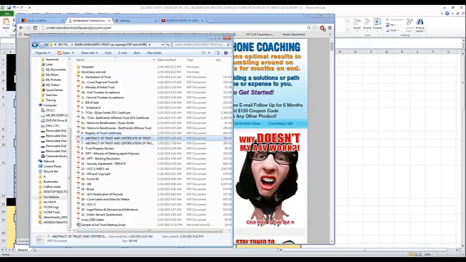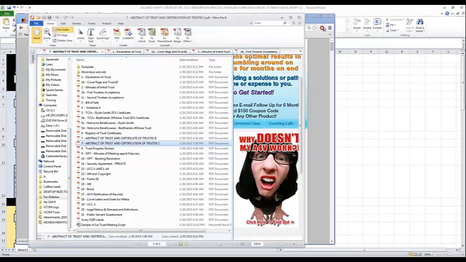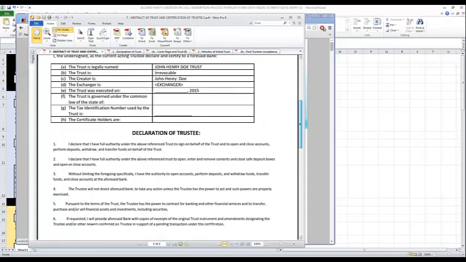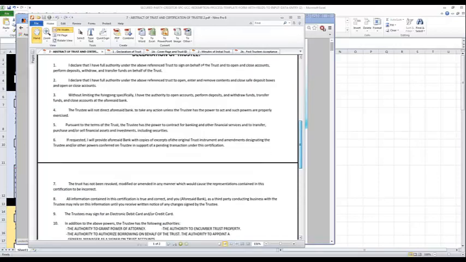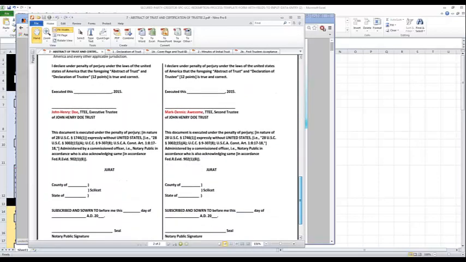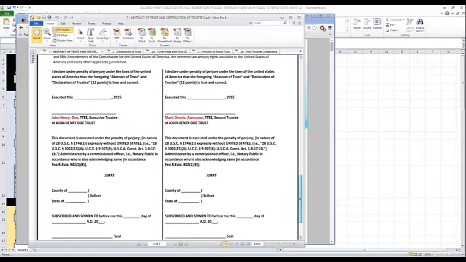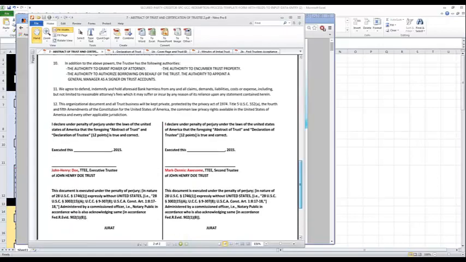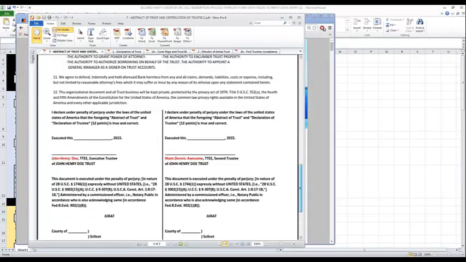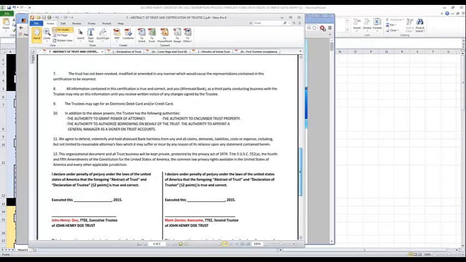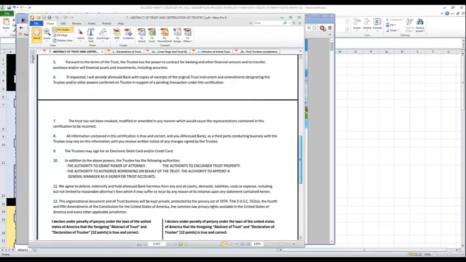Now, I like this one, this Abstract of Trust version 2. I really like this one because we formatted this one a little cool. Declaration of Trustee, and then it's got a nice split down the middle, fitting to 2 pages, nice and pretty, with notarized signatures of both trustees declaring that all these 12 points are true. So they're affirming and swearing under penalty of perjury all these 12 points of the trust.